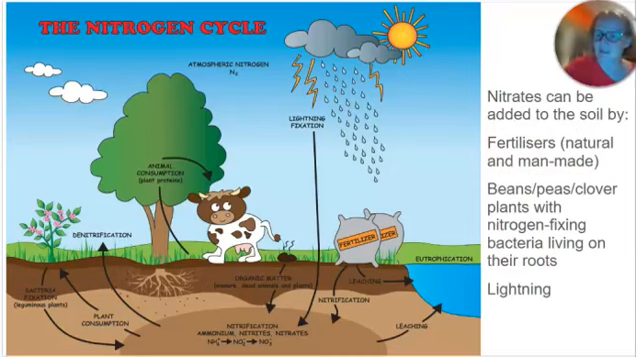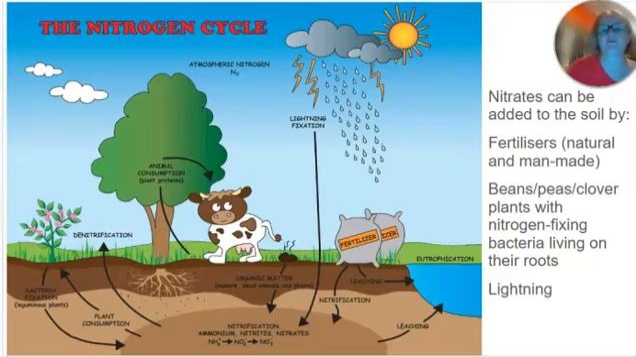Nitrates can be added to the soil so we can increase the fertility of our soil in a few ways. And you can see the arrows going into the soil from fertilizers, so we can have man-made fertilizers. You can have natural fertilizers, and they add nitrates to the soil.